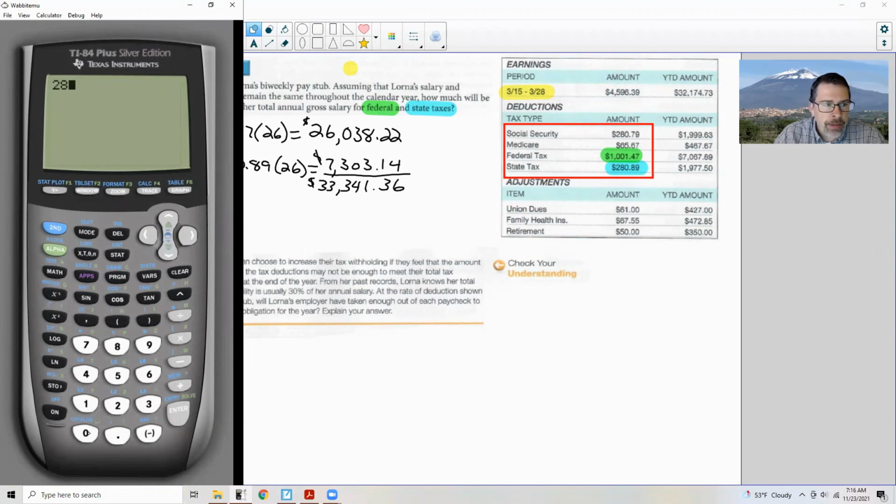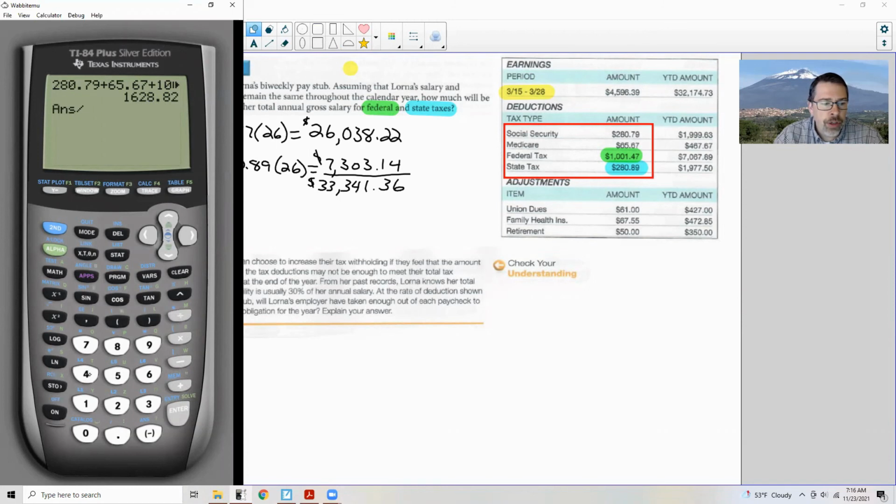It's 280.79 plus 65.67 plus 1001.47 plus $280.89. So my total tax in one paycheck is $1,628.82. If I divide that by my pay, that'll tell me the percent that goes to taxes.